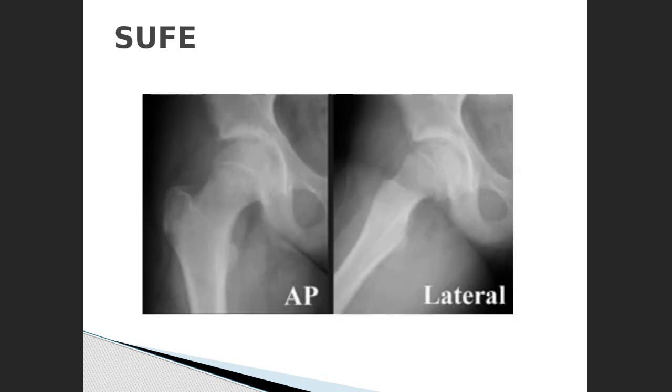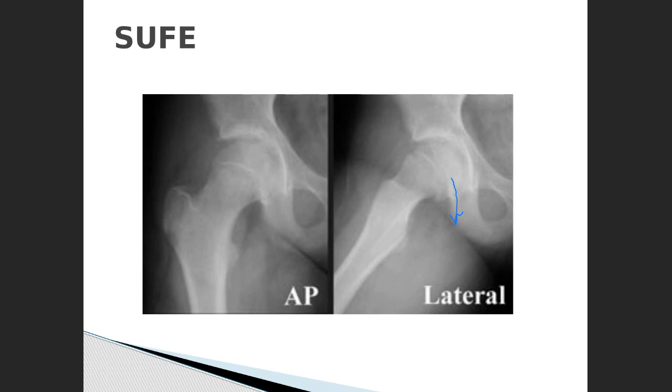Now, here we have a radiograph which shows an AP and what's termed a frog's lateral. One of the things that you will notice on a frog's lateral is that you can see that the femoral head is slipping off of the neck.